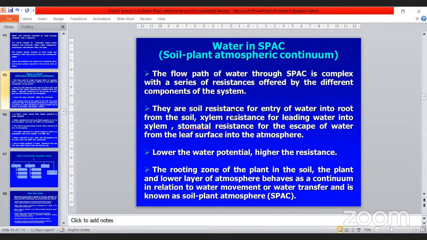The rooting zone of the plant in the soil, the plant, and the lower layer of the atmosphere behave as a continuum in relation to water transfer, and this is known as the soil plant atmosphere continuum, that is SPAC. Whenever water is in the soil, it passes through the plant and reaches the atmosphere through respiration or transpiration. It is again stored in the atmosphere, condensation occurs, and then rainfall occurs again. So this is a continuous process.